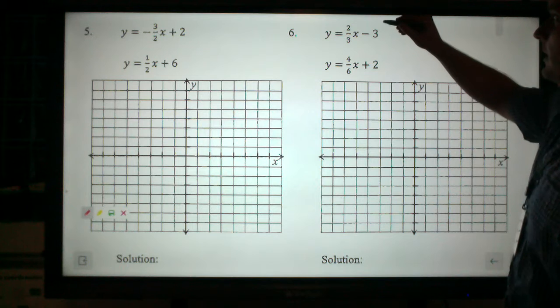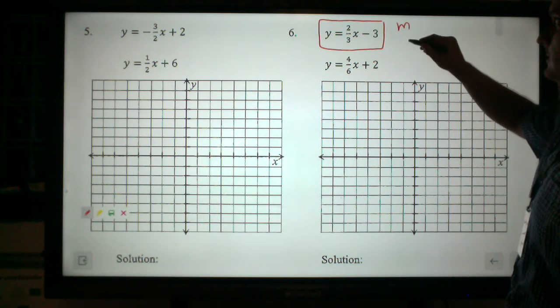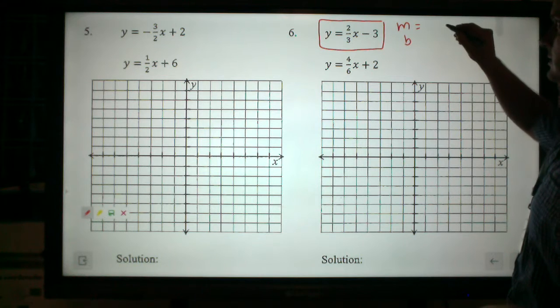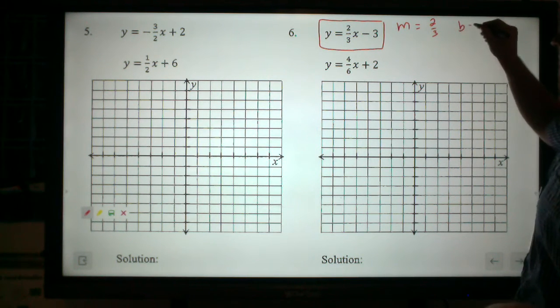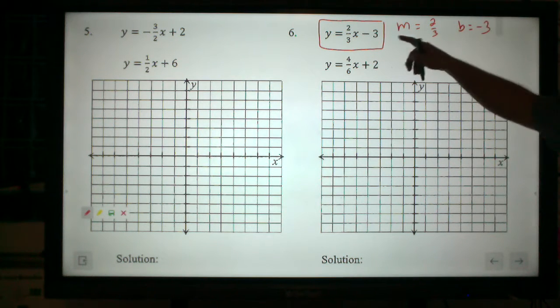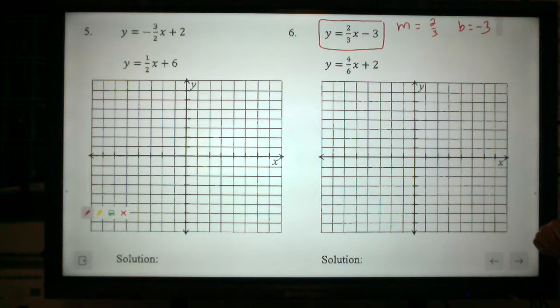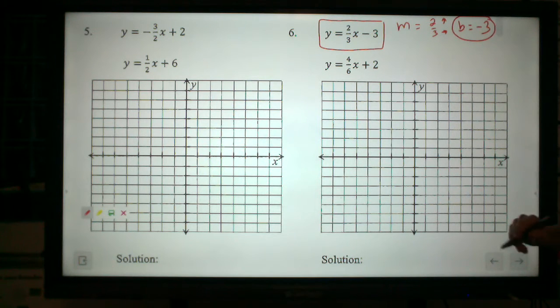So for this one, I often tell my students to identify two pieces of information, which includes the slope, in this case 2/3, and our b, which is the y-intercept, is going to be -3. I know it says -3, but we can consider that -3. The slope tells us the direction we're headed, so it's going to be up 2 and to the right 3. And we're going to be starting at that value of -3.